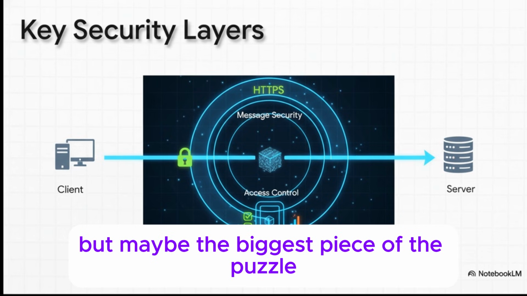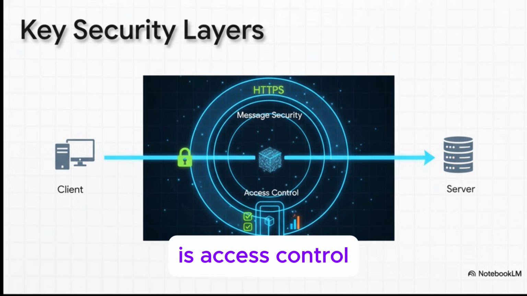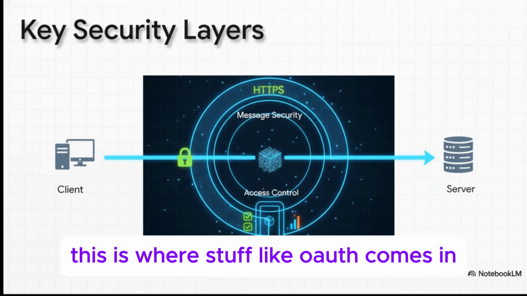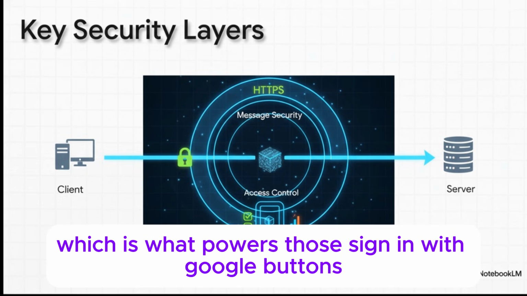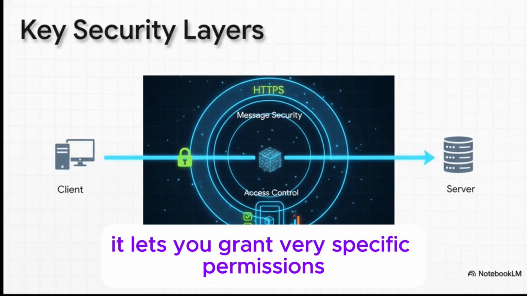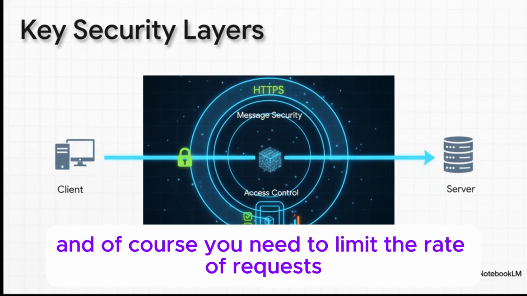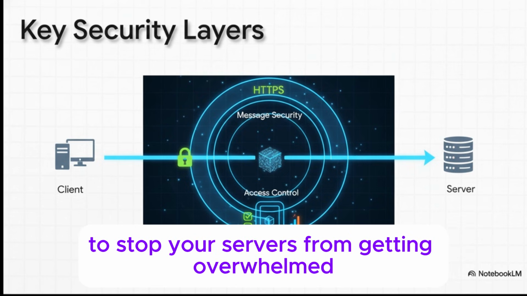But maybe the biggest piece of the puzzle is access control, making sure only the right people get to make requests. This is where stuff like OAuth comes in, which is what powers those sign in with Google buttons. It lets you grant very specific permissions without ever handing over your password. And of course, you need to limit the rate of requests to stop your servers from getting overwhelmed.